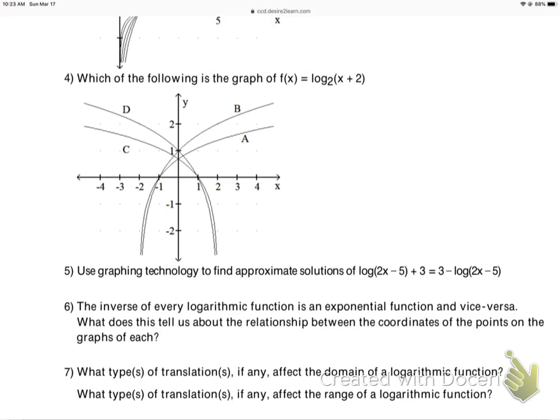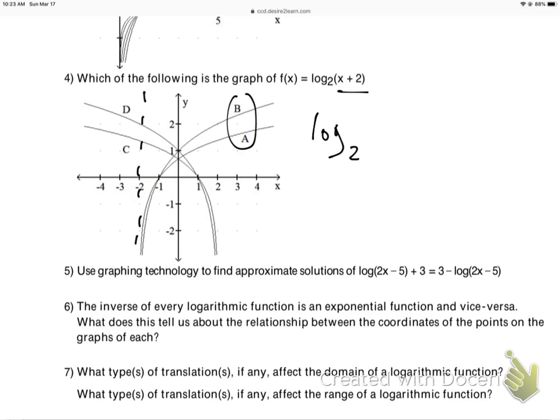Let's take a look at more. Which of the following is the graph of this? Okay, so what's happened here is it's been moved 2 to the left, hasn't it? This has been moved 2 to the left. Remember transformations. Now, to me, that looks like both of these. So what do we do? Well, we find out what the y-intercept is. Remember, y-intercepts are when x equals 0.